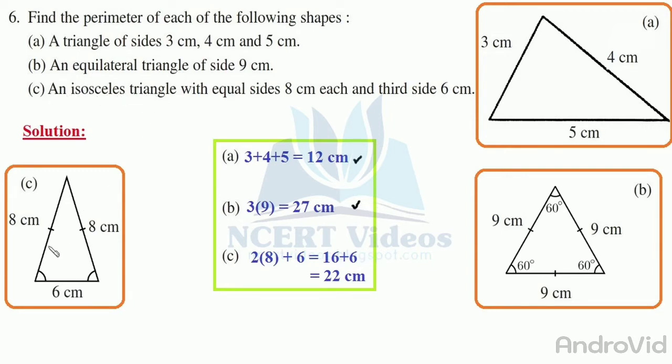Now the last part, an isosceles triangle. Isosceles means 2 sides and 2 angles are equal. Here in this case 8 centimeter. We can multiply 8 twice and then add 6 to it. So 8 twos are 16 and add 6 to it to give you 22 centimeter as the perimeter. So this was your question number 6.